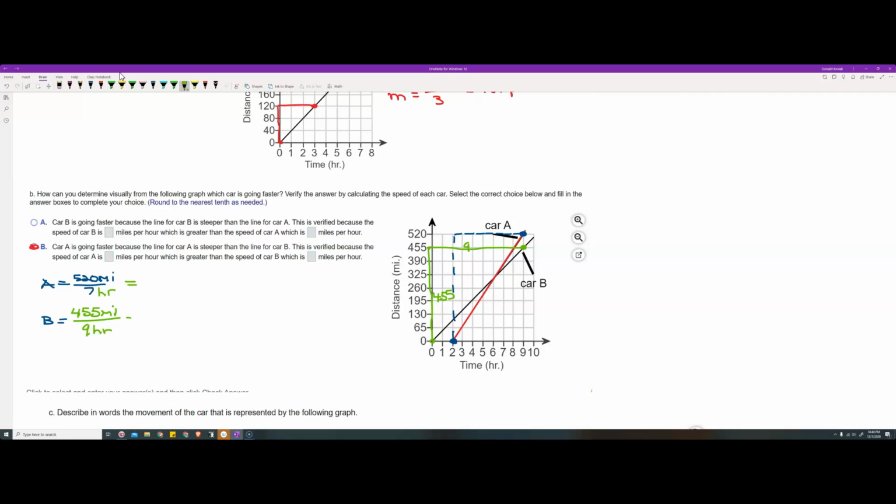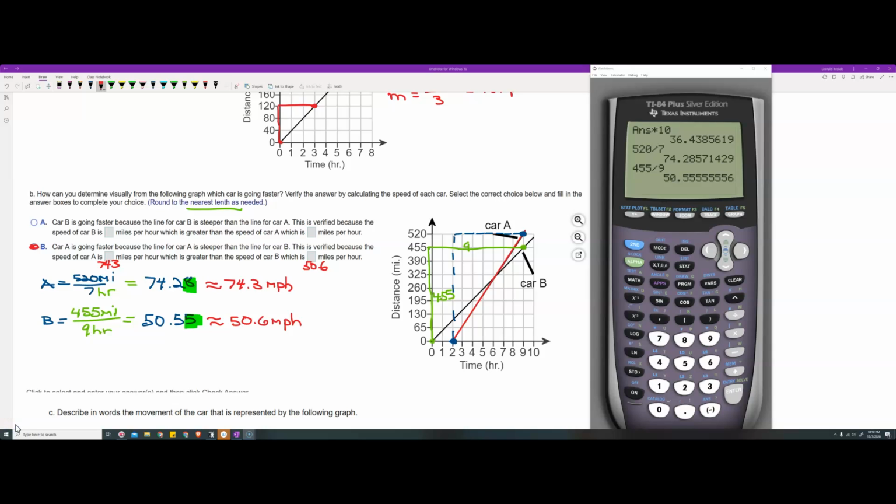Okay, now divide those and round them to the nearest tenth. So we divided those out and rounded to the nearest tenth, and we get 74.3 miles per hour for car A and 50.6 miles per hour for car B.